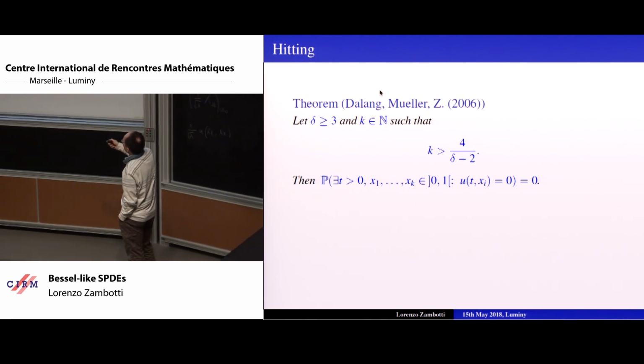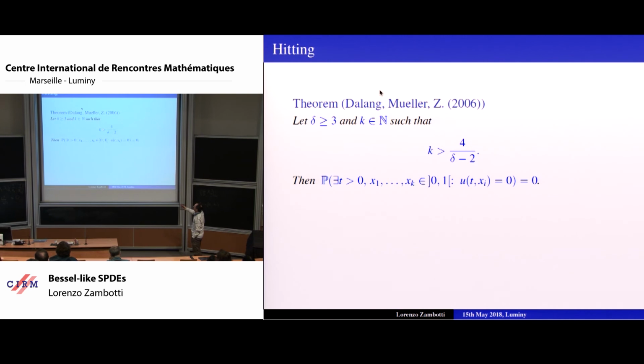So it turns out that for all delta greater or equal than 3, whenever k is an integer such that k is greater than 4 divided by delta minus 2, then the probability that you find k simultaneous hittings is 0. So in particular for delta equal to 3, this is 4. Starting from 5, impossible. Okay, so this was a very nice result, which we were very happy about.